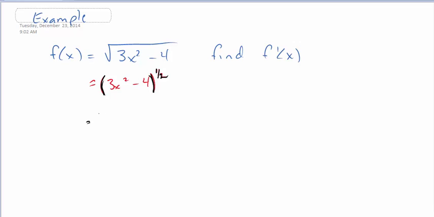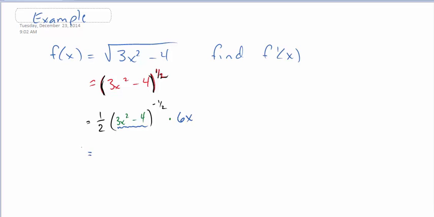That's a power rule. We take the exponent down and decrease by 1. And we leave the inside part all alone. But then we have to multiply by the derivative of the inside part. The derivative of the inside part, 3x squared minus 4, we have to use the power rule again. The derivative of the minus 4 is 0. The derivative of the 3x squared is 6x.